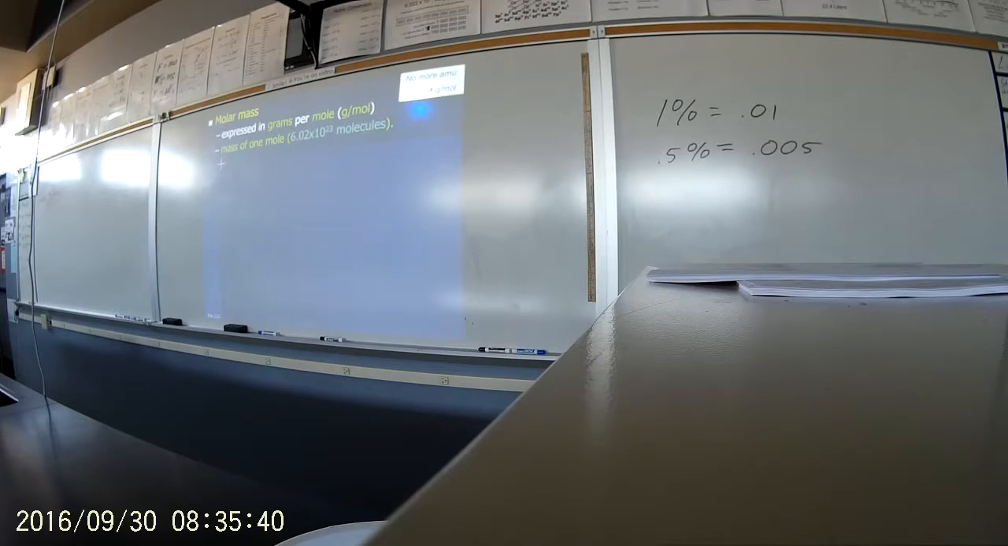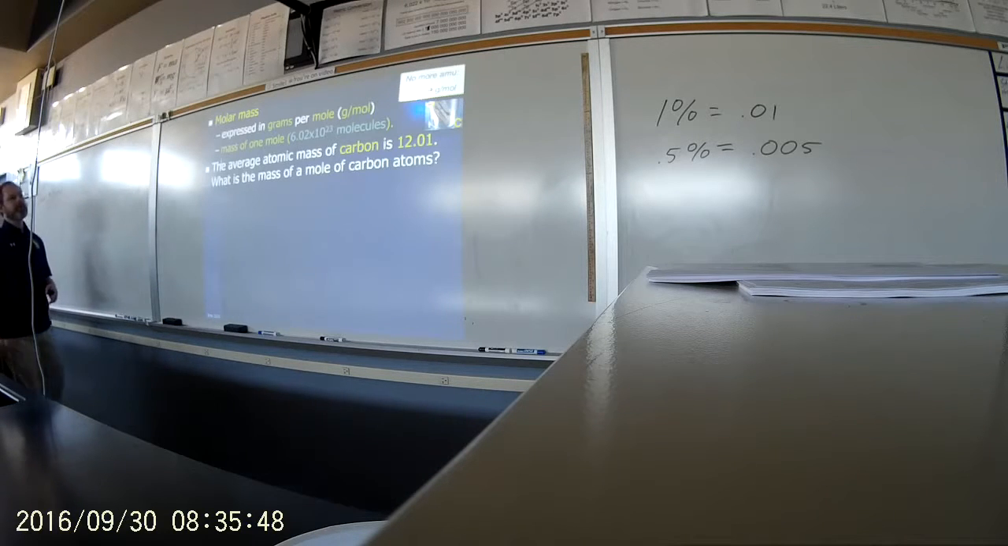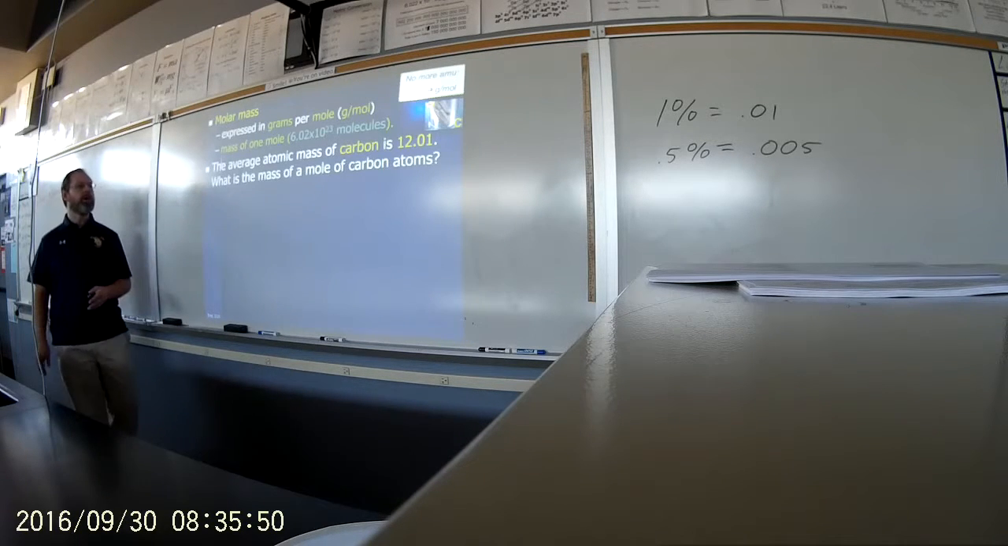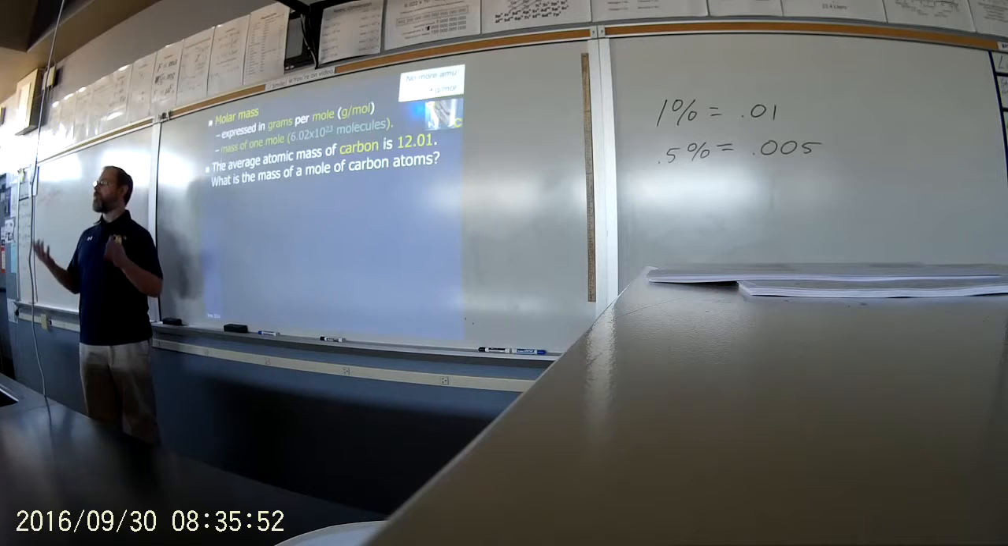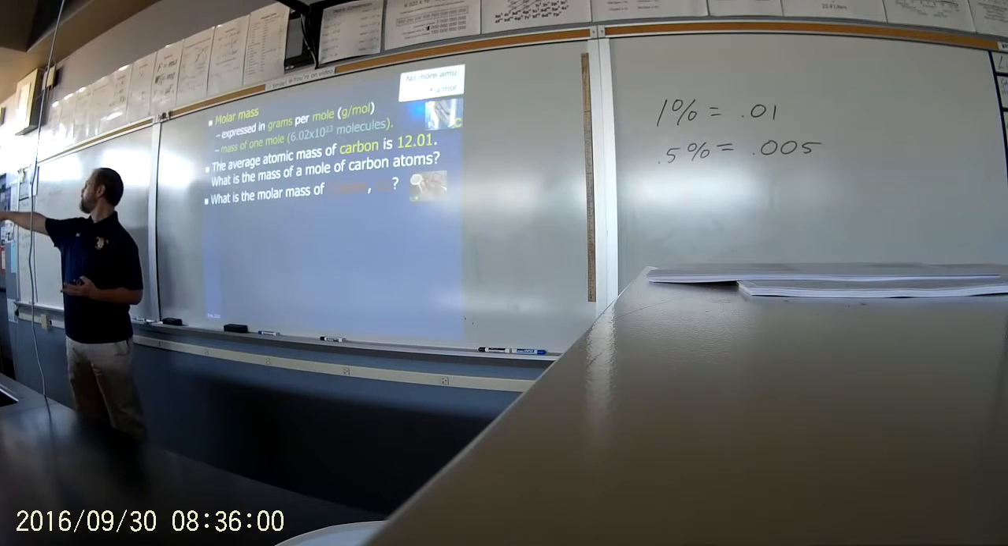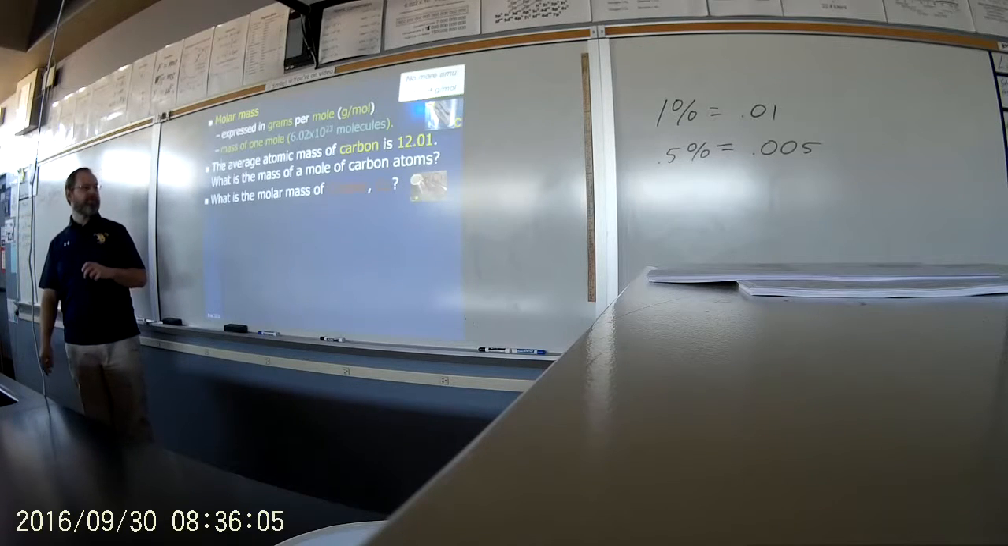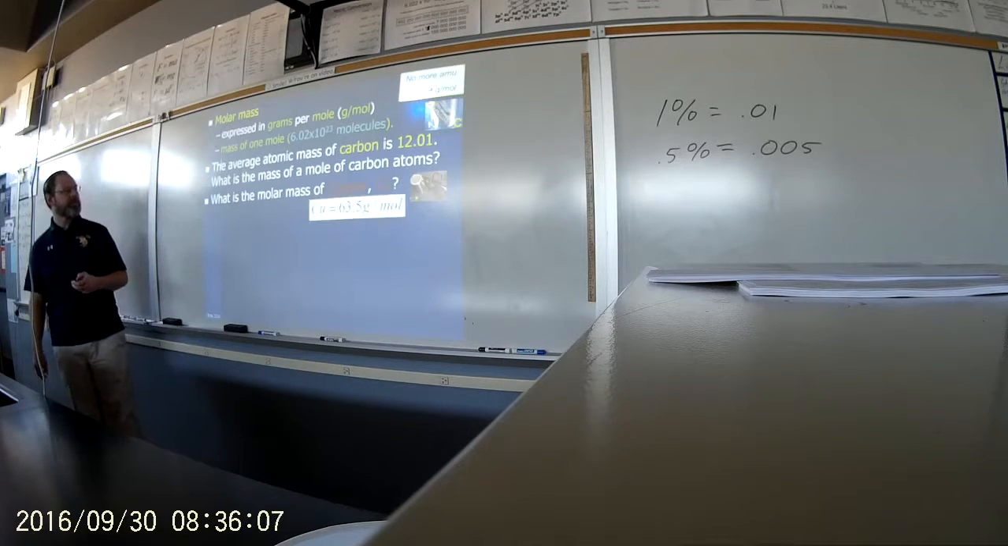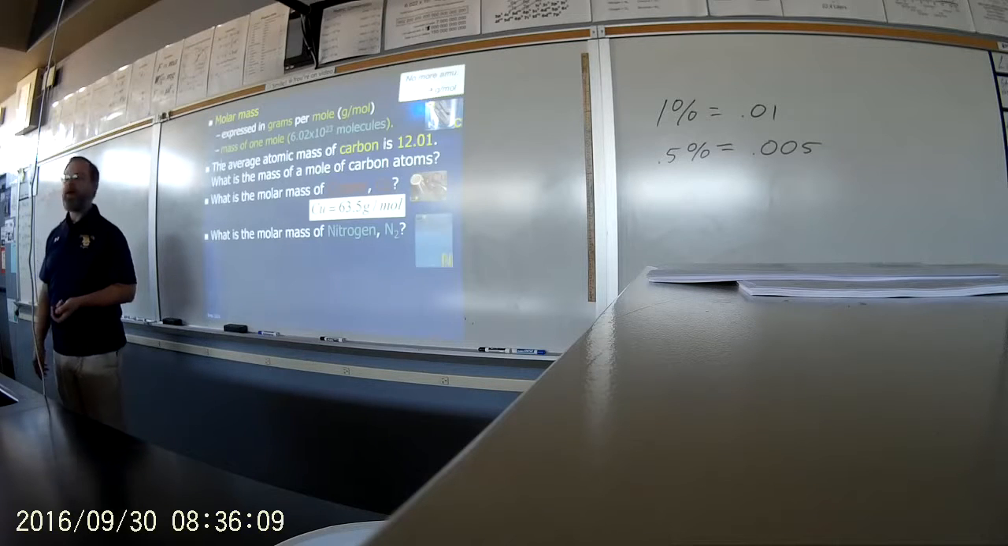I can't weigh out atoms. I can't even weigh out moles. What I can weigh out is grams. Okay, so the average atomic mass of carbon is 12.01. What's the mass of 1 mole of carbon? Anyone? 12.01. Right. What is the molar mass of copper? 63.546. Excellent.